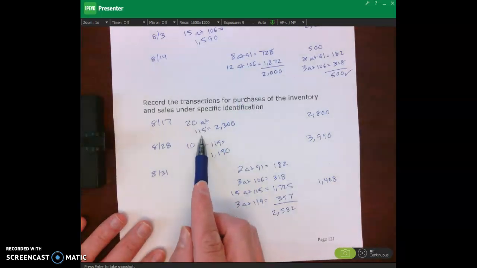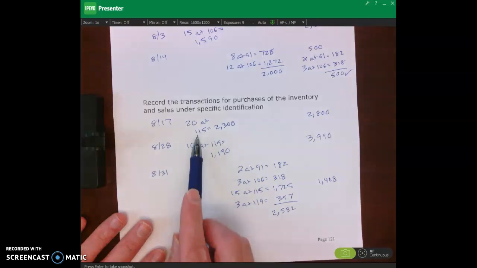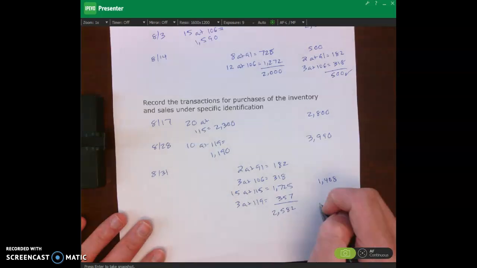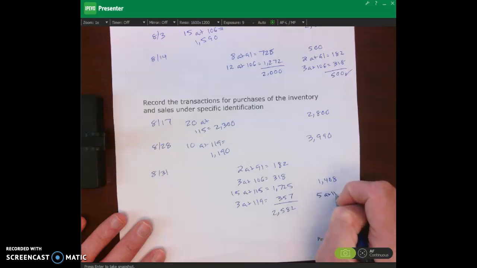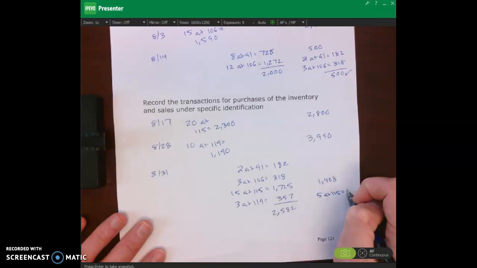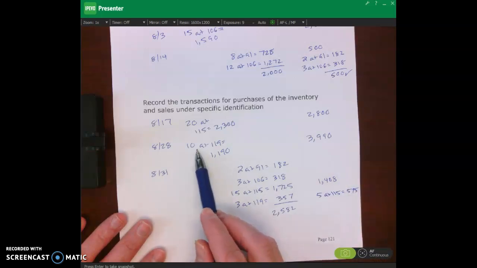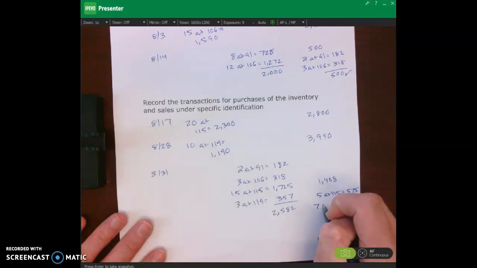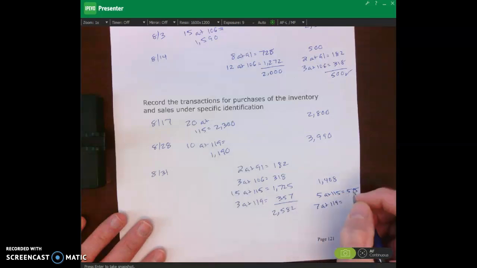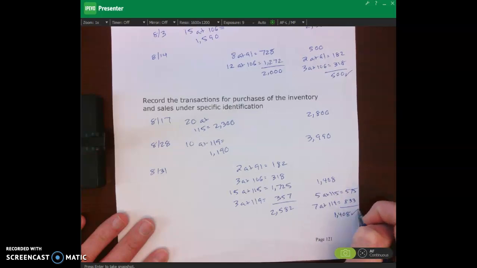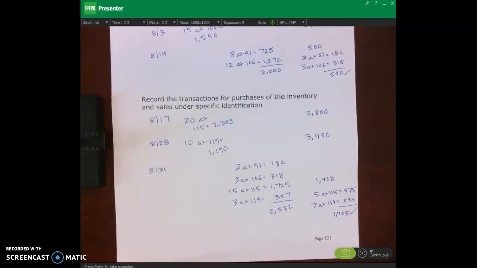I bought 20 at 115 and then another 10 at 119, and I sold 15 of the ones that I bought at 115. So that means I have 5 left over at that 115, which equals my 575. And then I sold 3 of the 10 here at that cost of 119, which means I have 7 left over at the 119, 833. We add those two together and we get the 1,408. Check, it works out. Okay.